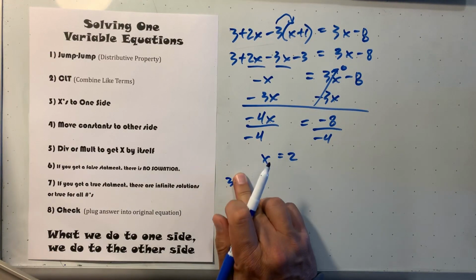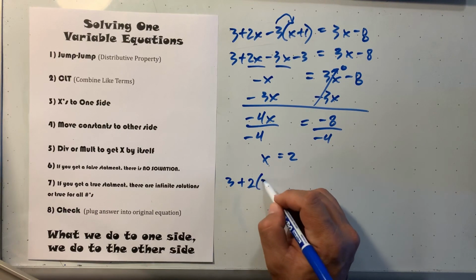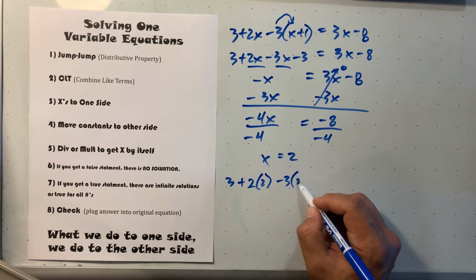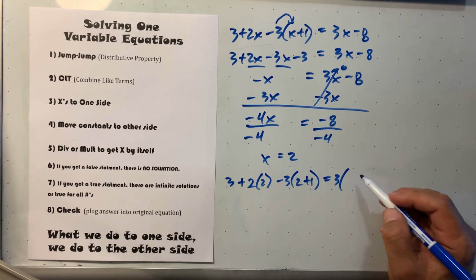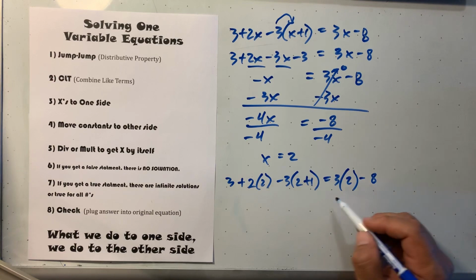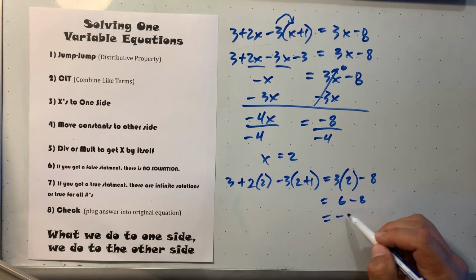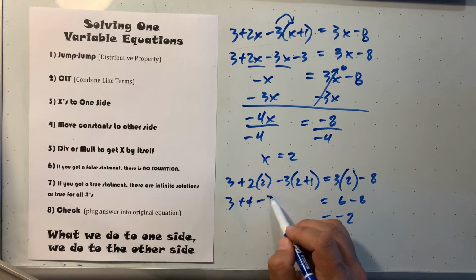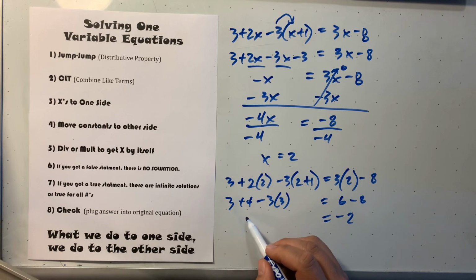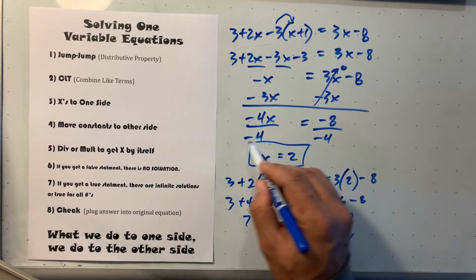3 plus 2 times 2 minus 3 times 2 plus 1 is equal to 3 times 2 minus 8. So on this side I have 6 minus 8, which makes negative 2. Over here I'll get 3 plus 4 minus 3 times 3. 3 plus 4 is 7 minus 9. Negative 2 equals negative 2. It's a good check, so my answer is correct.